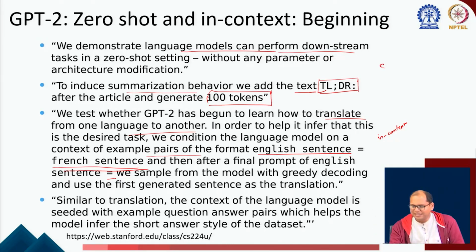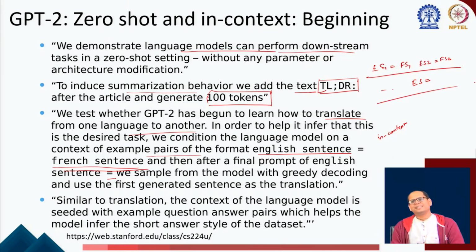So you can have English sentence 1 equal to French sentence 1, the first example pair of translation, then you have English sentence 2 equal to French sentence 2. Like that you give some examples, and then finally you have an English sentence input, and you want the output for that. So you just give the entire thing as your input to your GPT-2 model, and let it generate tokens from here, one after another, autoregressively.